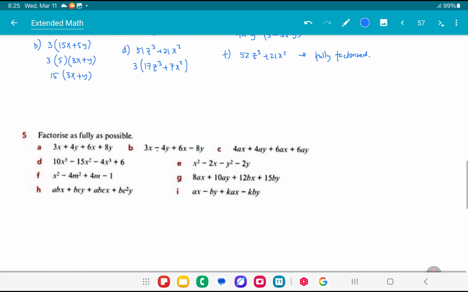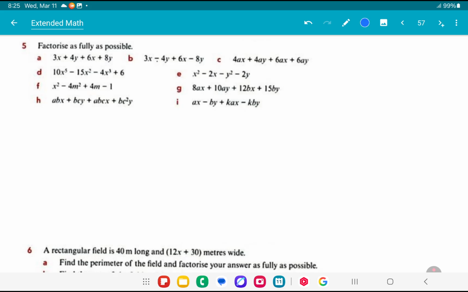We continue with question number 5. For question A, 3x plus 4y plus 6x plus 8y. We can simplify by adding 3x and 6x, we got 9x plus 12y, and then we factorize. Both we can divide by 3, so we got 3 multiplied by (3x plus 4y).